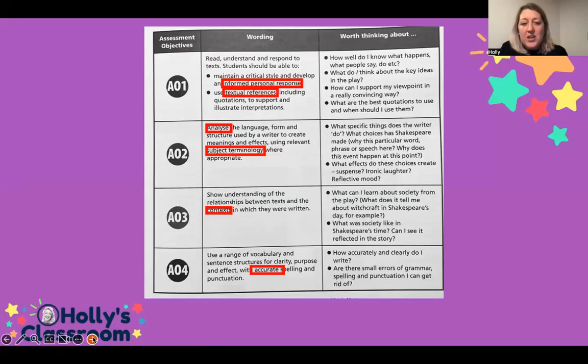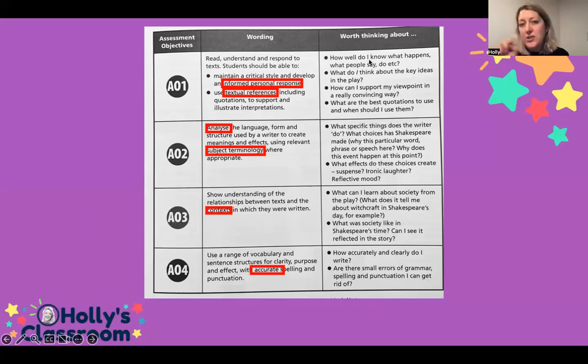So part one, we're just going to have a quick look at the assessment objectives. Now, these are focused around the AQA exam, but actually they apply across all exam boards. So if you're not doing the AQA literature exam, don't worry, this is still entirely useful for you. So we've got 4 assessment objectives. You're probably already familiar with these, AO1 through to AO4.